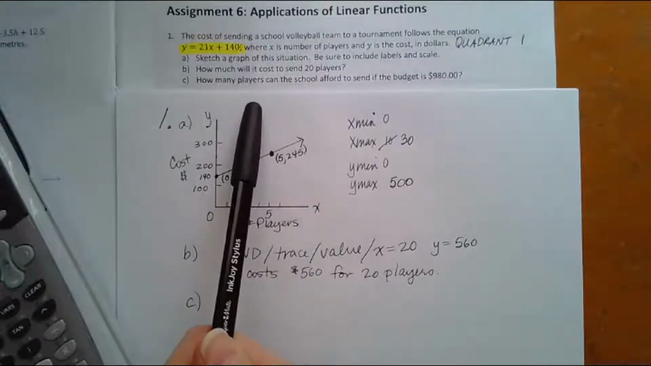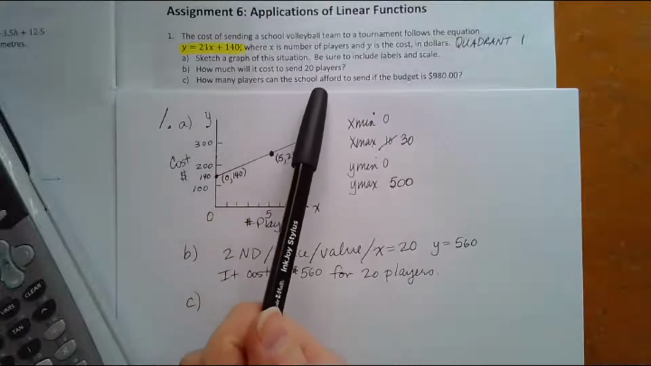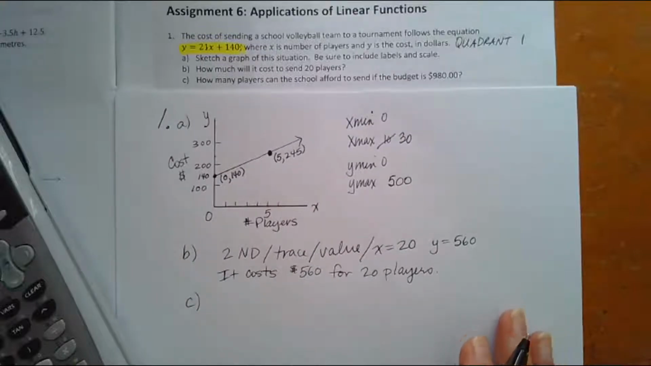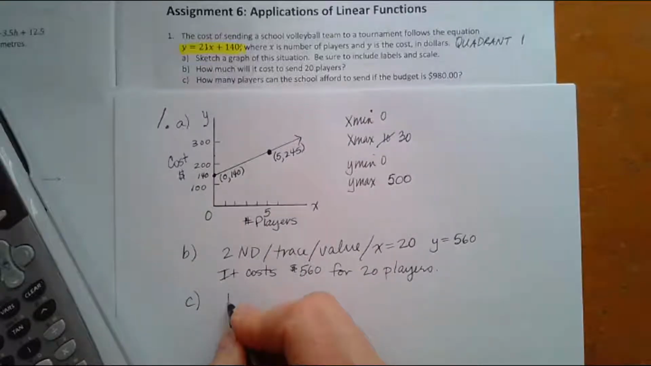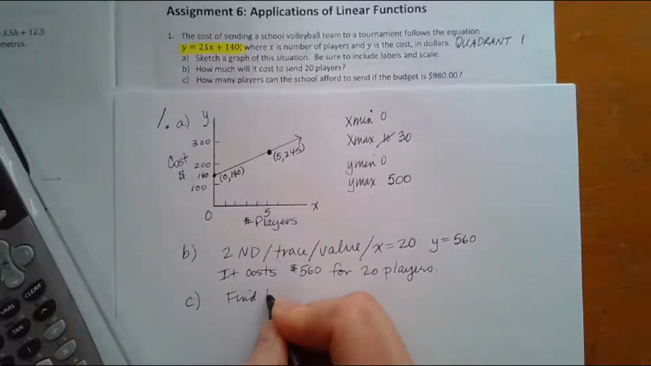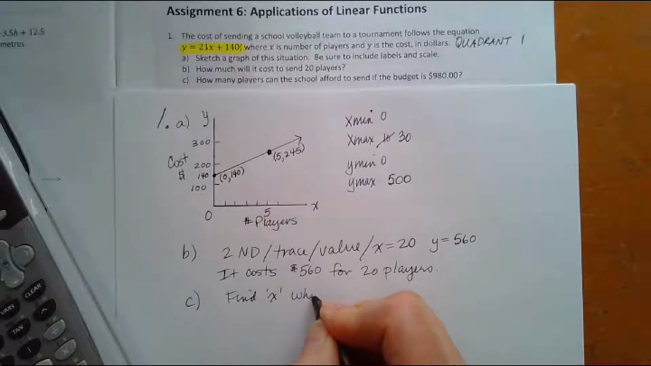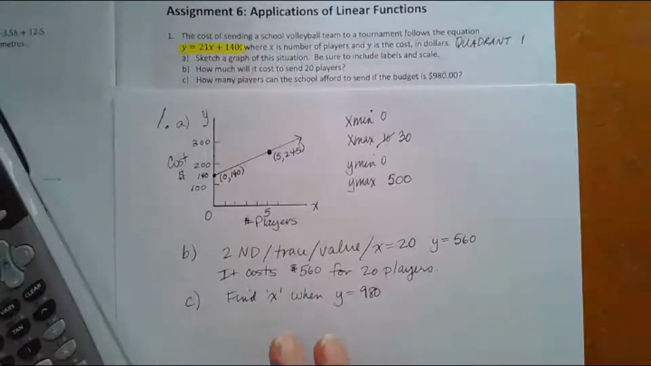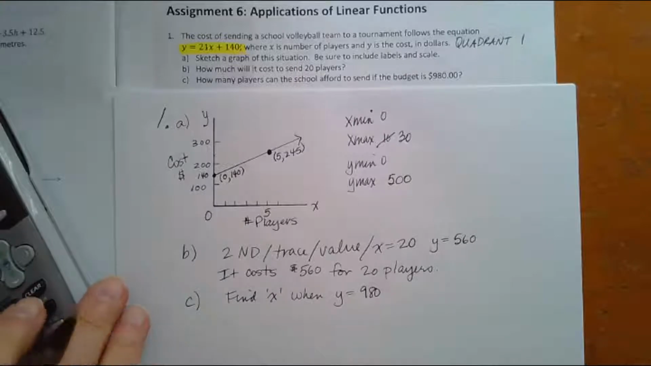And then part C, how many players can the school afford to send if the budget is $980? Well, this time it's the reverse type of question. It's asking you to find X when Y equals $980. So for the flip type of question, we approach it in a different way, right?